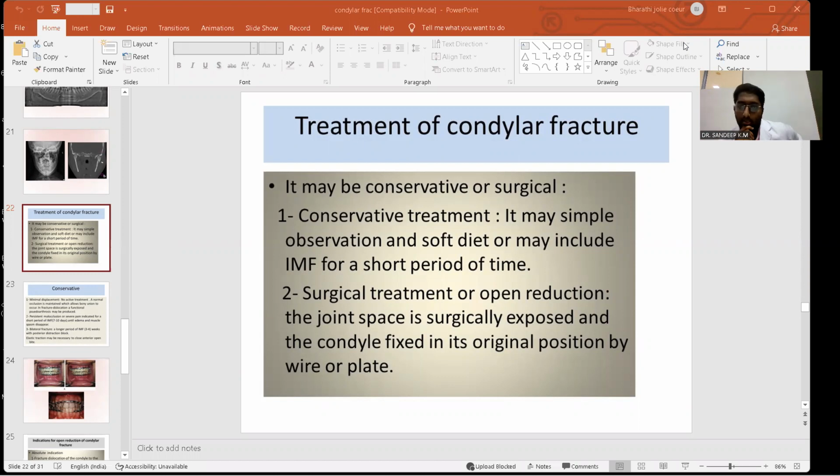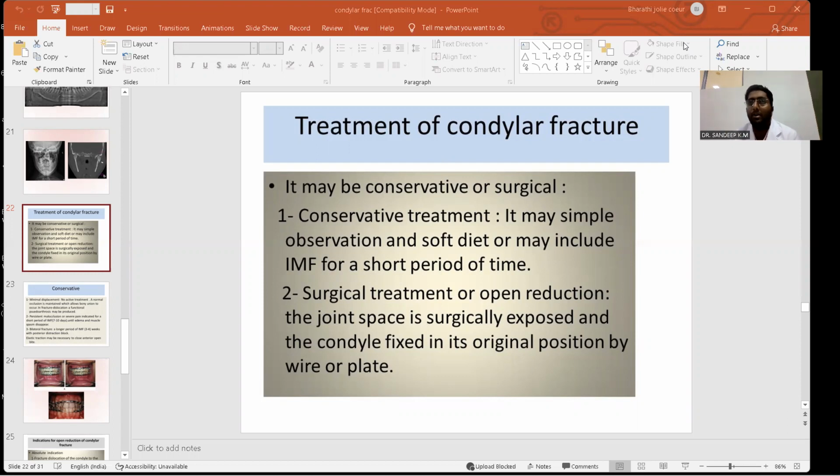The conservative treatment is basically closed reduction. In closed reduction, we will not open the side where the fracture is. We'll just put the patient on arch bar and intermaxillary fixation for a period of 2 to 3 weeks, so that the fracture will heal in the previous normal anatomical position.